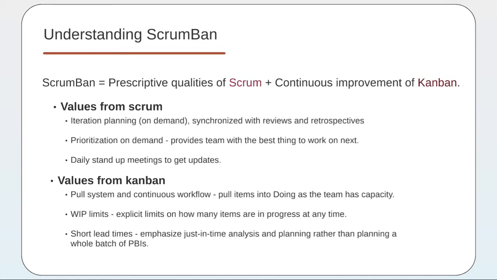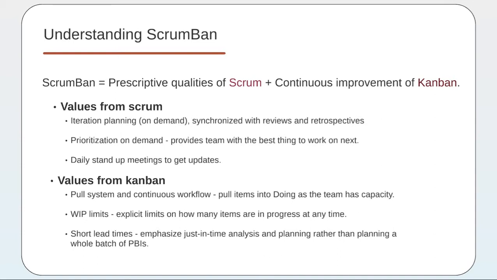For ScrumBan to be successful, it has taken some good values from Scrum and some good values from Kanban, mixed together. If you take a look at the values from Scrum, it has daily stand-up meetings, and it's also synchronized with reviews and retrospectives. These meetings are not there in Kanban, but for ScrumBan, teams have adopted them from Scrum. Looking at the Kanban board and having daily stand-up meetings provide a great way for team members to get a clear idea of what the project is going through, and also prioritization on demand is done.